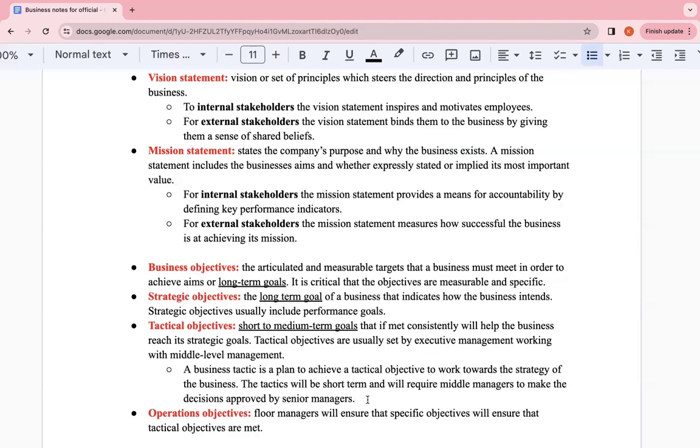So operational objectives, it's basically floor managers will ensure the specific objectives will ensure that tactical objectives are met. So like I said, it's like a chain. So operational objectives are done in order to achieve tactical, in order to achieve strategic, and strategic in order to reach business. So I personally would just make an acronym, even though the acronym doesn't make sense really. It's just like OTSB, and I would just memorize it as OTSB, because operational, tactical, strategical, business. So it's like a kind of effect where once you do one, you do the second and the third and the fourth. So you need to do each to achieve the other. So that's how I would memorize them.